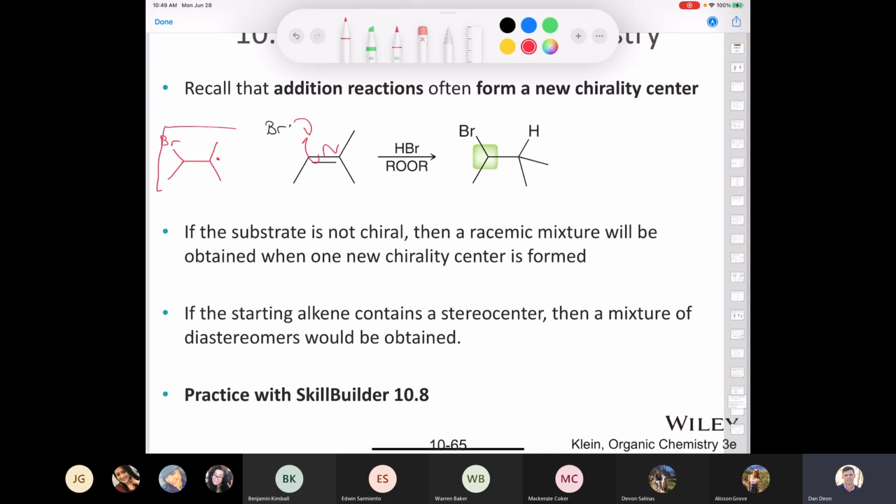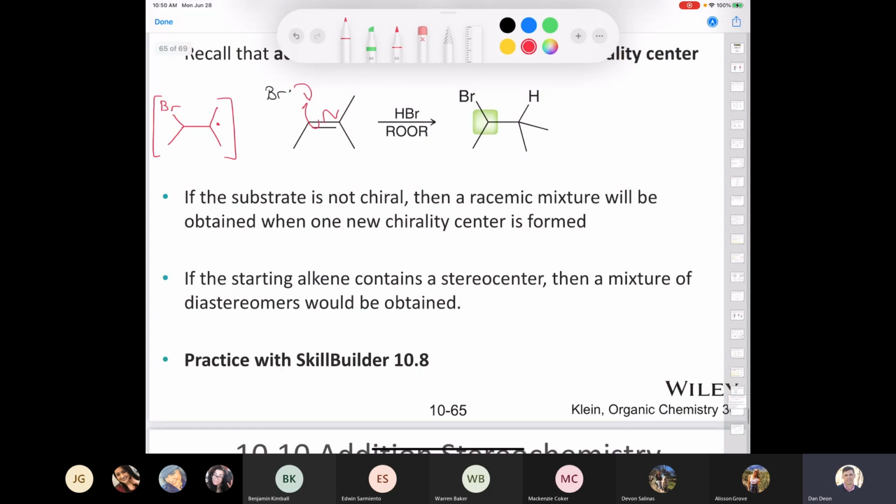Okay. Now, in this case, after the hydrogen abstraction, you don't form a chirality center, so you don't have to take that into consideration here. However, if the substrate is not chiral, again, then you get a racemic mixture formed. But if the starting alkene contains a stereocenter, just like I told you before, if you can form a mixture of diastereomers, you're not going to form them in a 50-50 mixture, right? Because the last step is going to be affected by that chirality center.